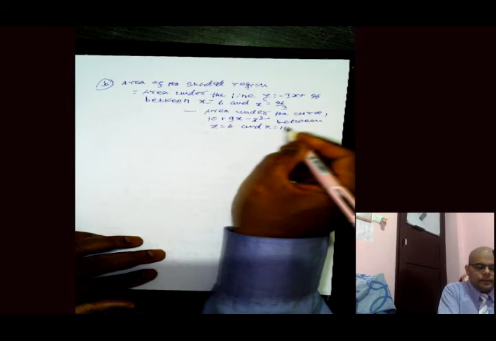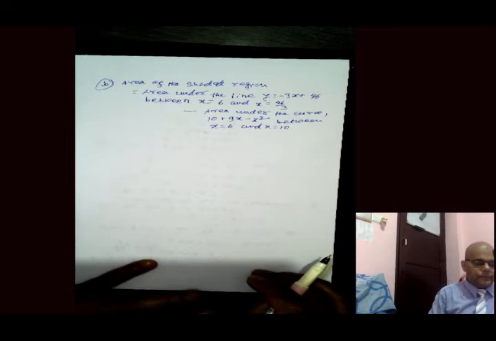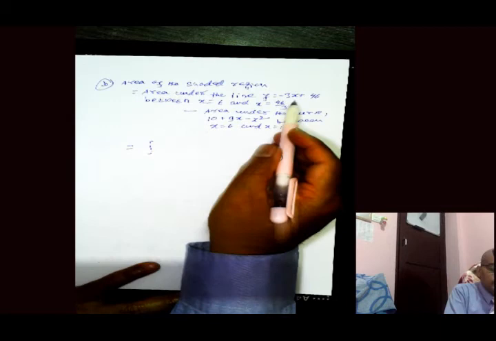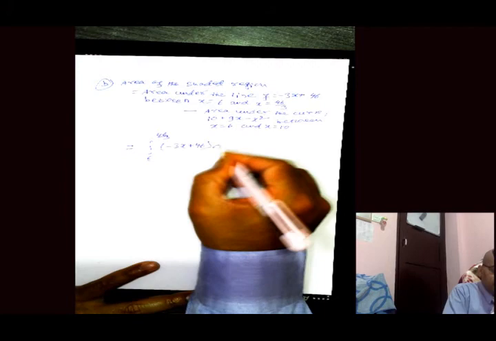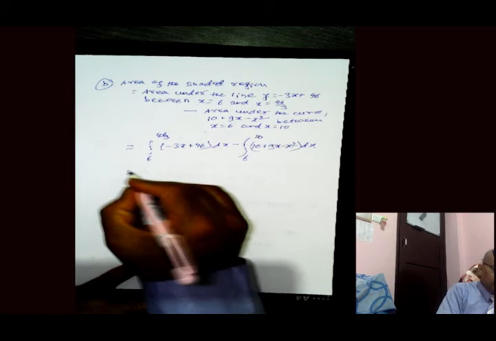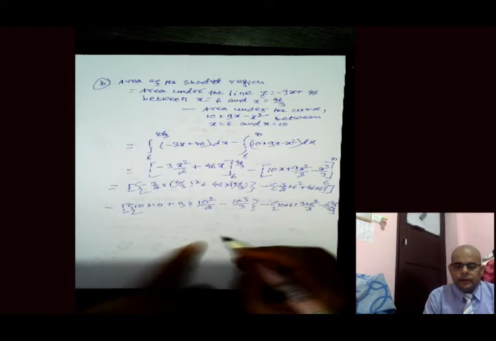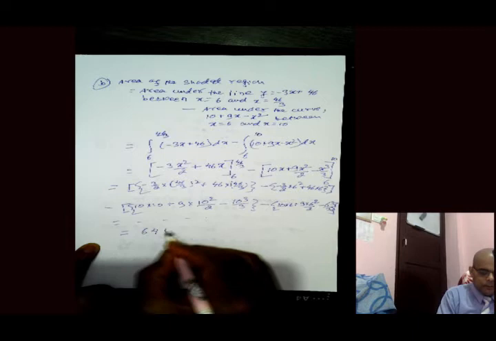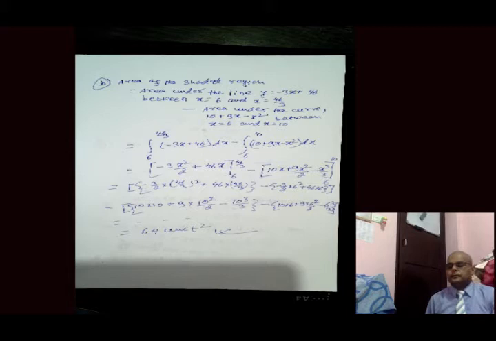All right. That means you can write the integration of this line, minus 3x plus 46, between 6 and 46 by 3 dx, minus the equation of the curve, 10 plus 9x minus x square dx between x equals 6 and 10. Now let's integrate that. Take your calculator and calculate this. When you calculate this, your answer will be 64 square units. You can now stop here and try the following sums.